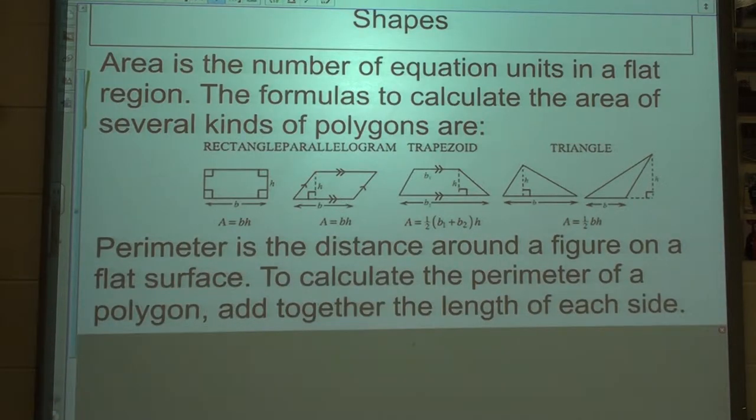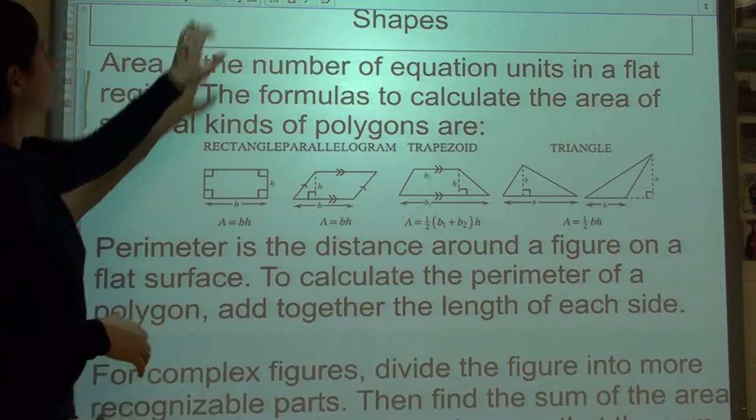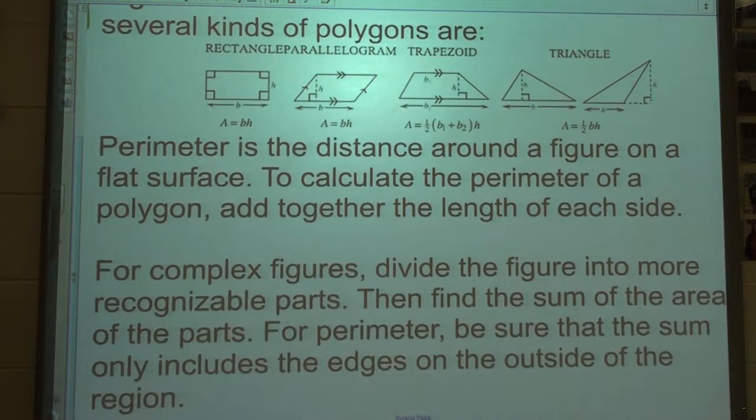Perimeter is the distance around a figure on a flat surface. To calculate the perimeter of a polygon, add together the length of each side. For complex figures, divide the figure into more recognizable parts. Then find the sum of the area of the parts. For perimeter, be sure that the sum only includes the edges on the outside of the region.